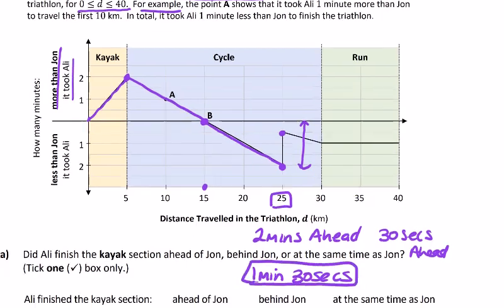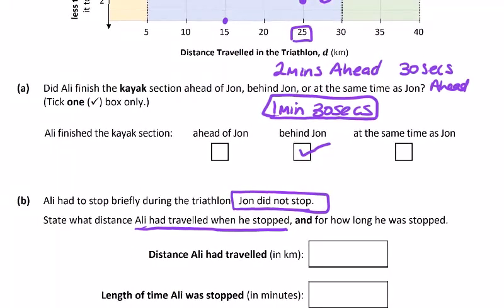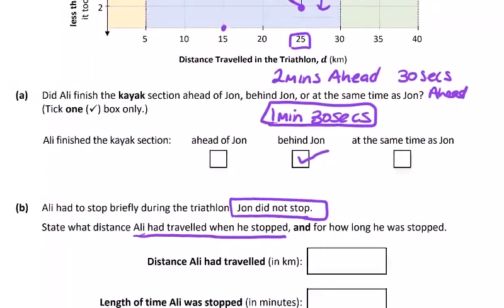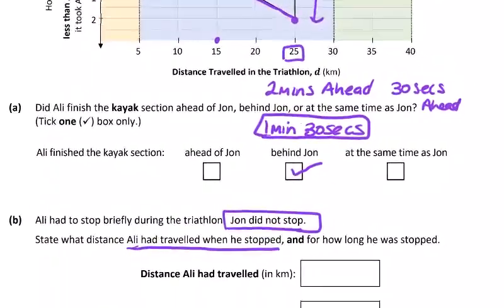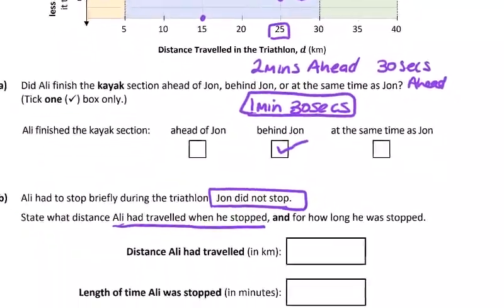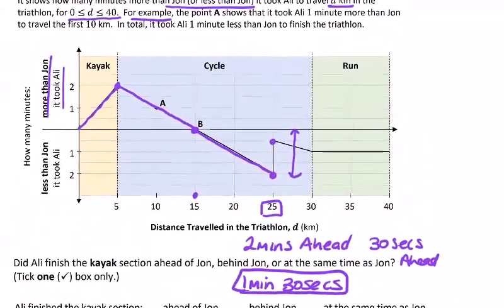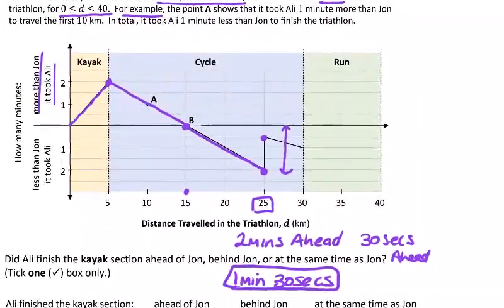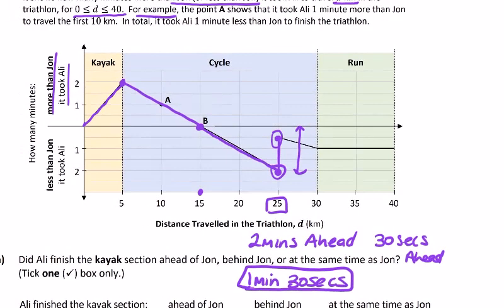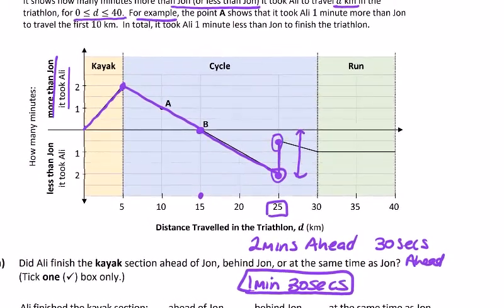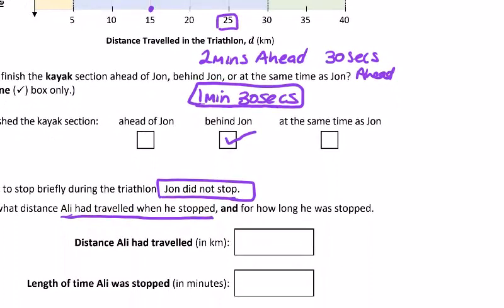What do we ask for here again? Ali had to stop briefly. State what distance Ali travelled when he stopped, and for how long he was stopped. Well, Ali didn't travel any distance, it doesn't look like, when he was stopped along here. I think that's what they mean here. It's a bit confusing. John did not stop. So I would say here, Ali travelled 0 kilometers in 1 minute 30 seconds.